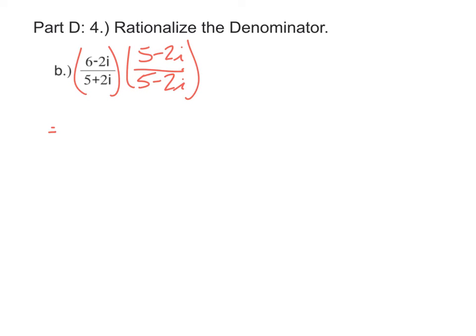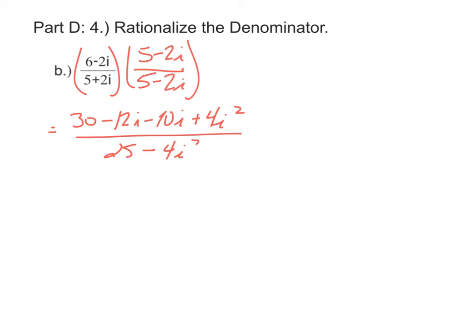So when we FOIL, 6 times 5 is 30. Then on the outside we'll have minus 12i. On the inside it'll be minus 10i. And the last will be negative 2i times 2i, which makes plus 4i squared. In the denominator we'll have a difference of two squares. 5 squared is 25. Minus 2 squared is 4, and i squared. And now it's just a matter of cleaning things up.